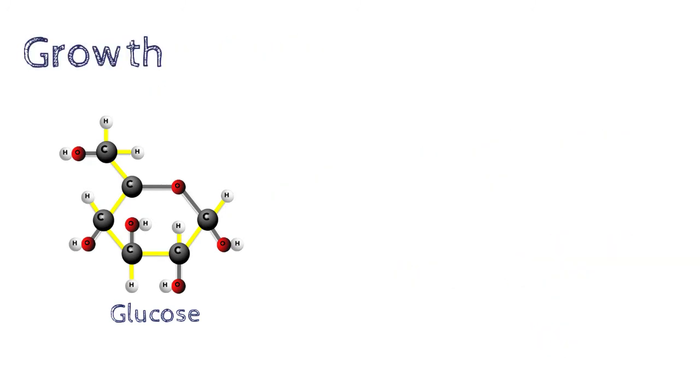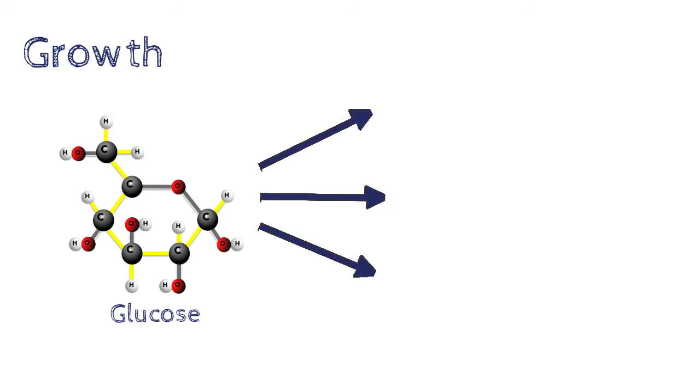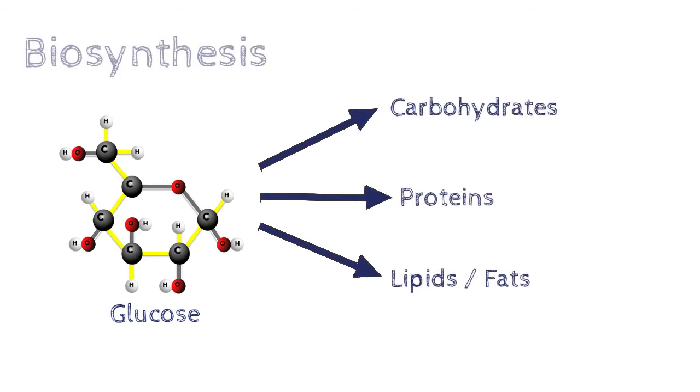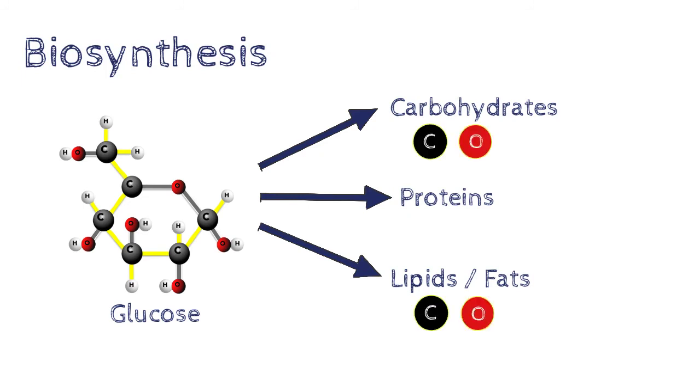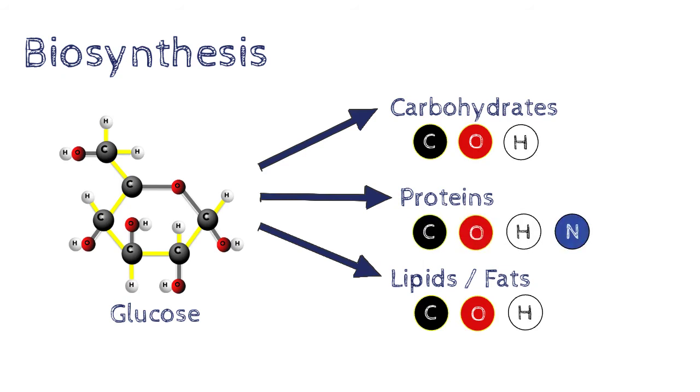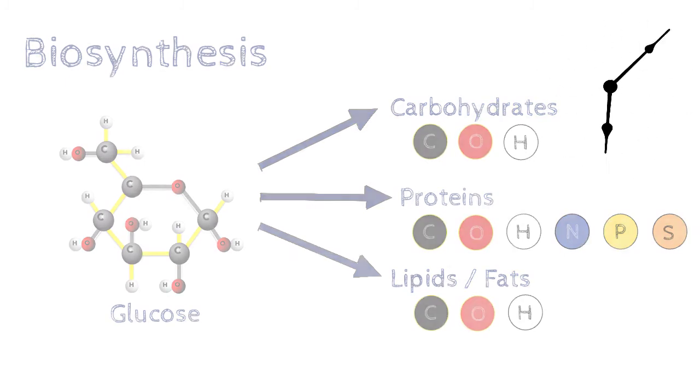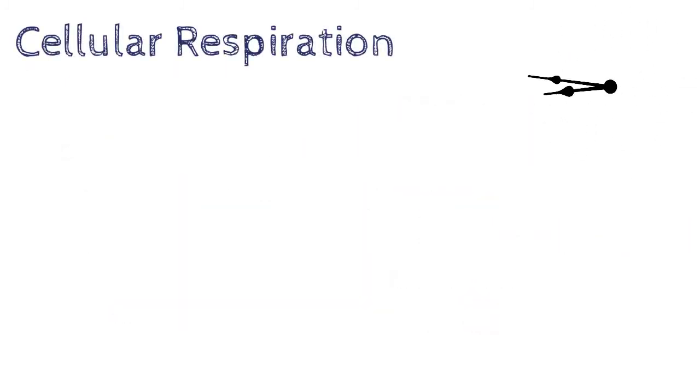In order to grow, the plant uses glucose to build other biomolecules. This process is called biosynthesis. Glucose contains all the atoms needed to make carbohydrates and lipids, but proteins contain other atoms, such as nitrogen, that the plant absorbs from the soil. Biosynthesis occurs constantly as the plant needs to make biomolecules to live and grow. And while biosynthesis occurs constantly, cellular respiration also occurs constantly.